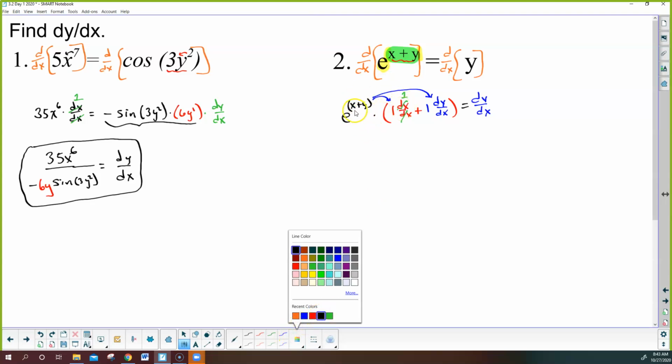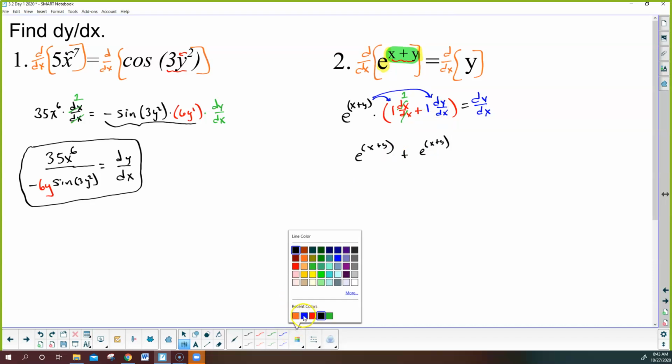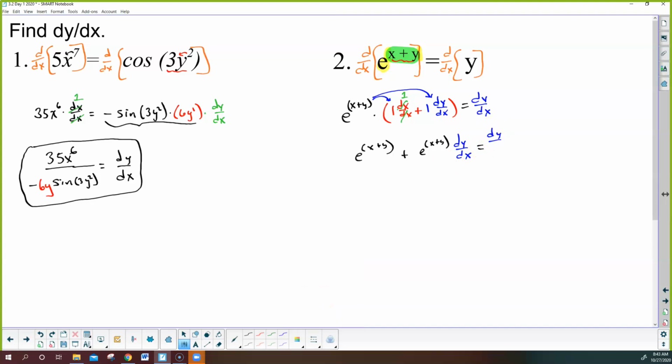Well, let's distribute. So if I take e to the x plus y times 1, that stays. And if I take e to the x plus y times dy/dx, it is going to look like that. So now I can move this whole dy/dx piece over to the other side. And that's just with subtraction.